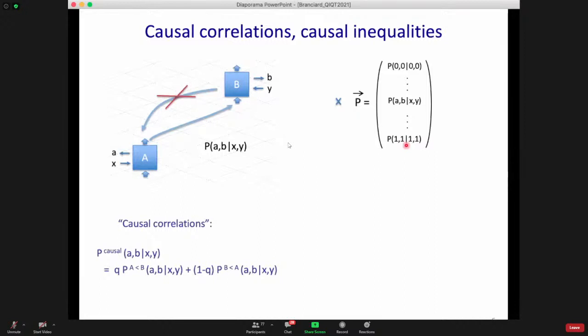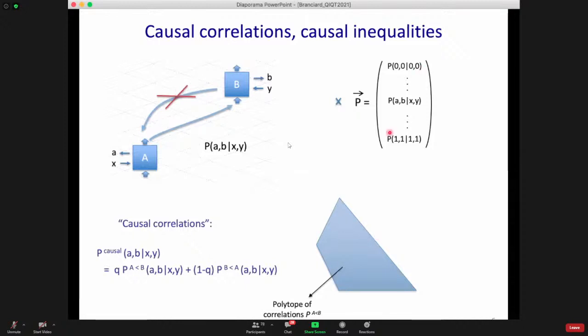And then the set of causal or local correlations is just a set of points in this large space. Typically this will form what we call a polytope. A polytope is a high-dimensional object, which is the extension of a polyhedron. So essentially, a volume in this high-dimensional space with a finite number of vertices and a finite number of faces.